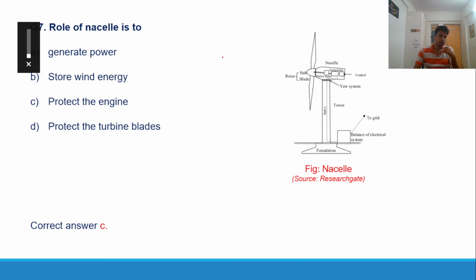Now question number 7. The role of the nacelle is to: first, generate power; second, store wind energy; third, protect the engine; fourth, protect the turbine blades.